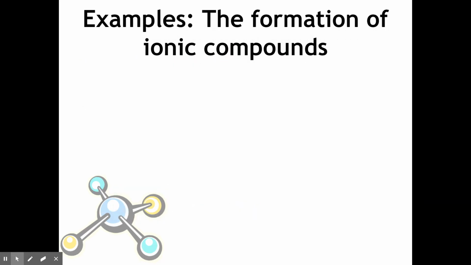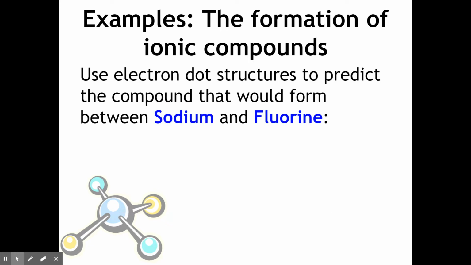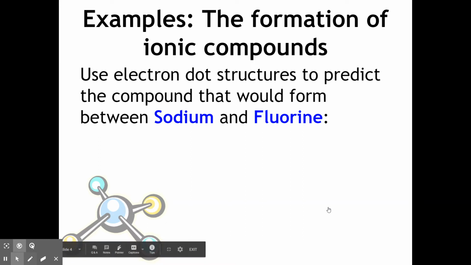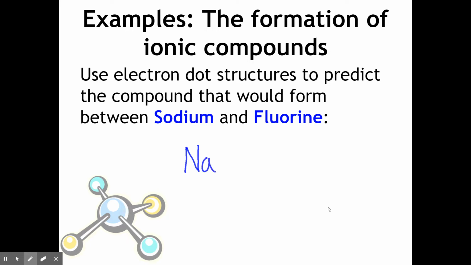Examples, the formation of ionic compounds. So we use electron dot structures to predict the compound that would form between sodium and fluorine. So I have sodium, which is Na, and it has one single dot. And then I have fluorine, which is F, and it has 7 dots around it.